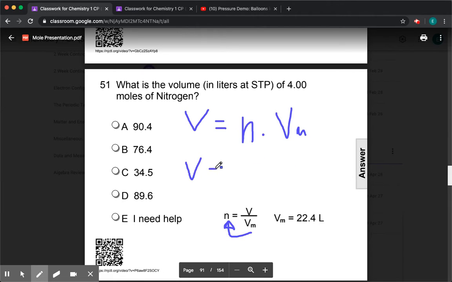V is now equal to, we know the number of moles. We have 4. And then times Vm. Vm is 22.4. Put that into your calculator and you get 89.6 is what you would get.